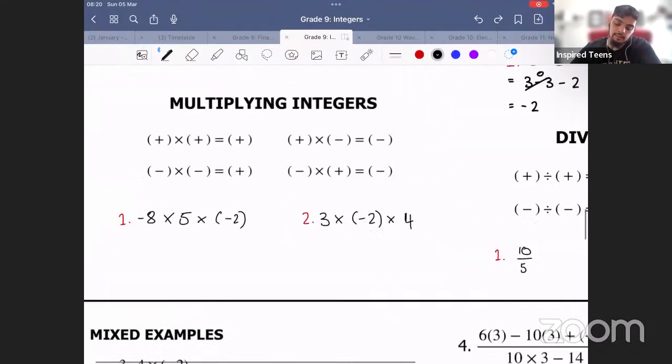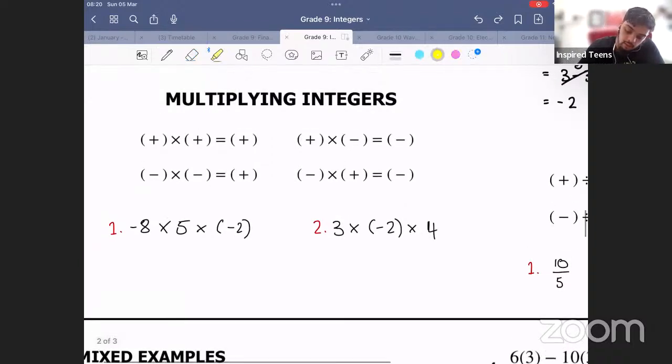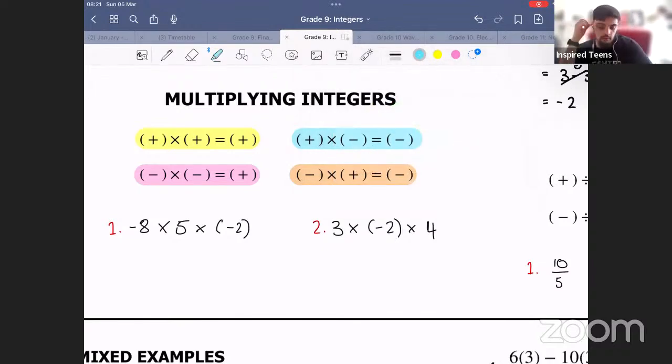Let's talk about multiplying integers. So similarly, when we multiply two positives, we get a positive. When we multiply a negative and a negative, we get a positive. A positive and a negative is a negative. And finally, a negative and a positive is a negative as well. Okay, so these are important rules for integers, right? Those are probably the most important rules.